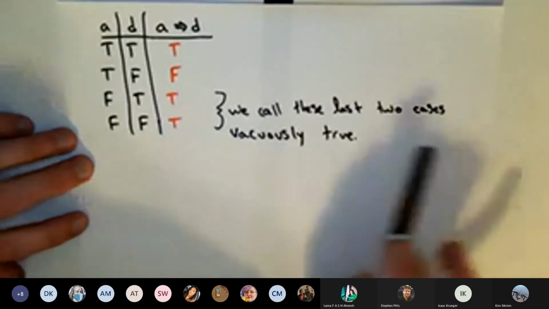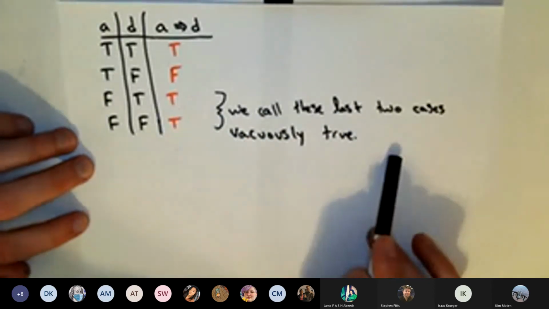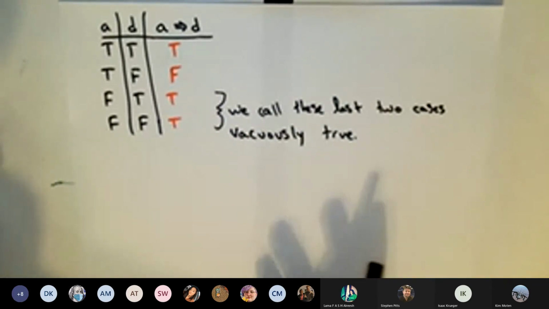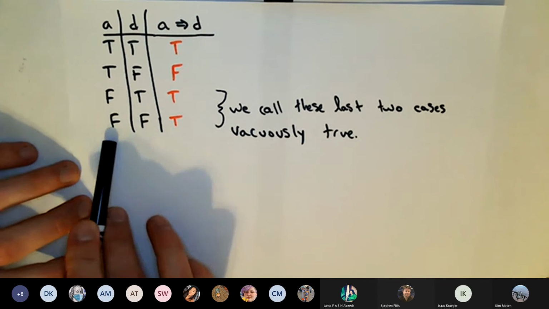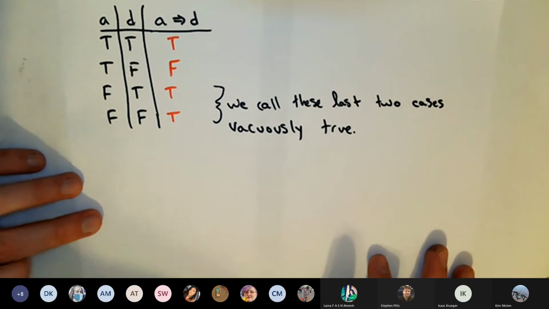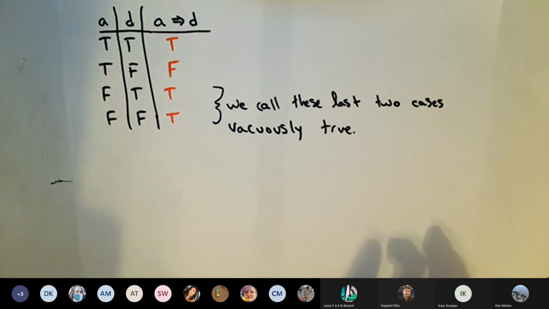Okay, so we call these last two cases vacuously true. And that just means that it's only true because the first part is false, right? It's only true because the first part is false. And there's even more we can say about this if you consider that.